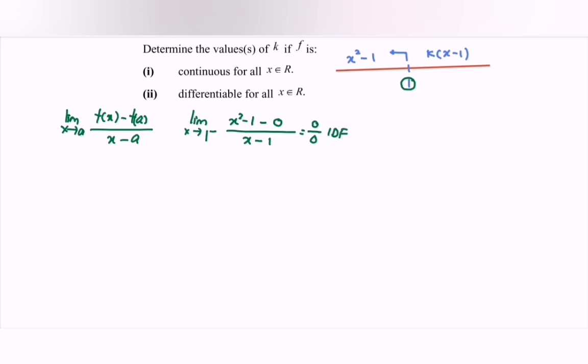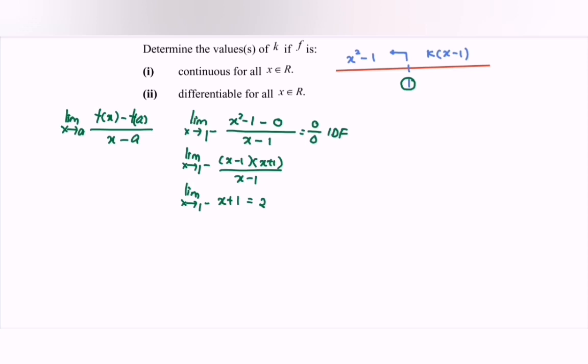So here we have 3 options. Number 1, multiply by the conjugate. Number 2, factorize. Number 3, use long division. For this case, my suggestion is to factorize. So the limit when x approaches 1 from the left, we have x squared minus 1, which we can factor as x minus 1 times x plus 1, over x minus 1. Notice that we have a common term. So rewrite the situation: the limit when x approaches 1 from the left of x plus 1. Finally, the value will approach 2.